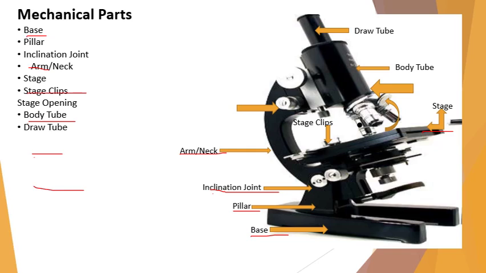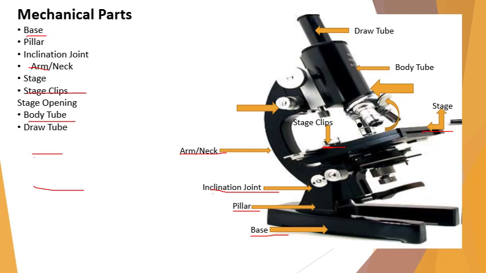The next is the stage clips. Here we have clips. These are the clips. These grips hold the slide of the specimen, so they restrict the movement of the slide on the stage. So they secure the specimen to the stage.